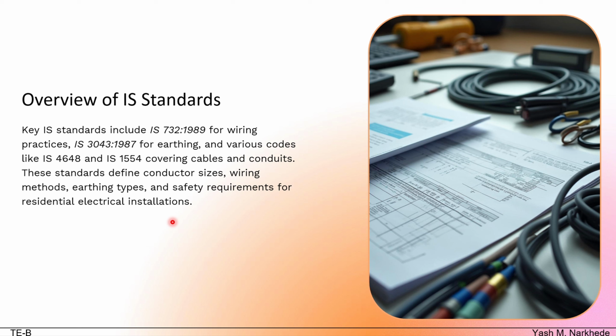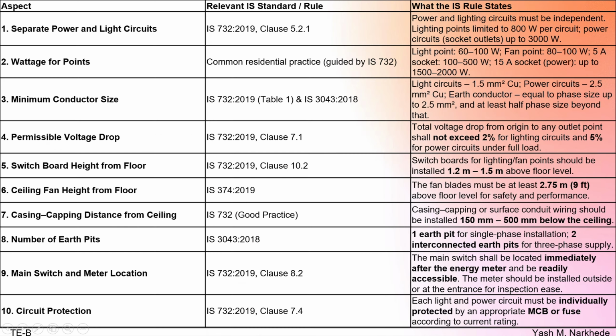These standards together ensure safety, reliability and proper material selection. Now we will see the IS rules for residential wiring. First is separate power and light circuits. In residential wiring, IS 732 says that lighting and power circuits must be separate. Lighting circuits carry smaller loads like bulbs and fans, while power circuits carry high loads, supplying sockets for heavy appliances. This separation avoids overloading and makes maintenance much easier.